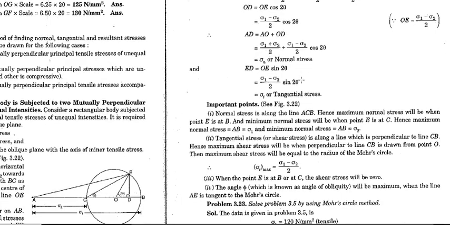This is the normal stress, and ED is the tangential stress, which is equal to OE sin 2 theta. Again, use the formula of sin 2 theta, that is perpendicular over hypotenuse. Put in the values and you will get the tangential stress, that is sigma 1 minus sigma 2 over 2 sin 2 theta. And this is again the same formula that we obtained in the analytical method.